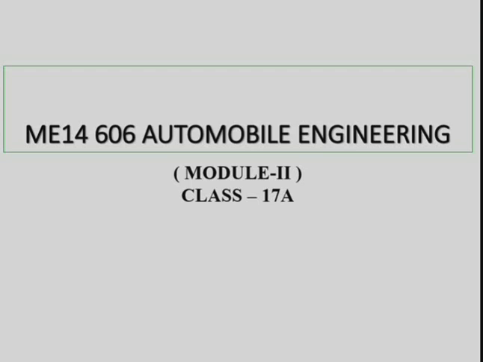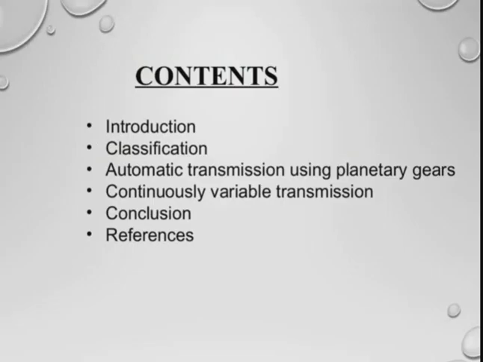Good morning, everyone. Today we are going to study about ME14 606 Automobile Engineering, class 17A. In this class today we are going to study the introduction to the automatic transmission system and its classification, the automatic transmission system using planetary gears, and the continuously variable transmission, and its conclusion, and some references.